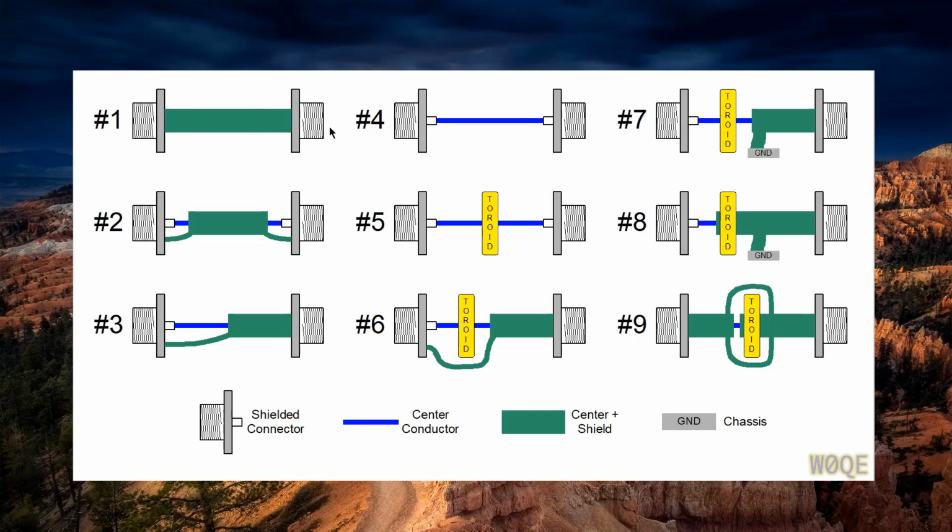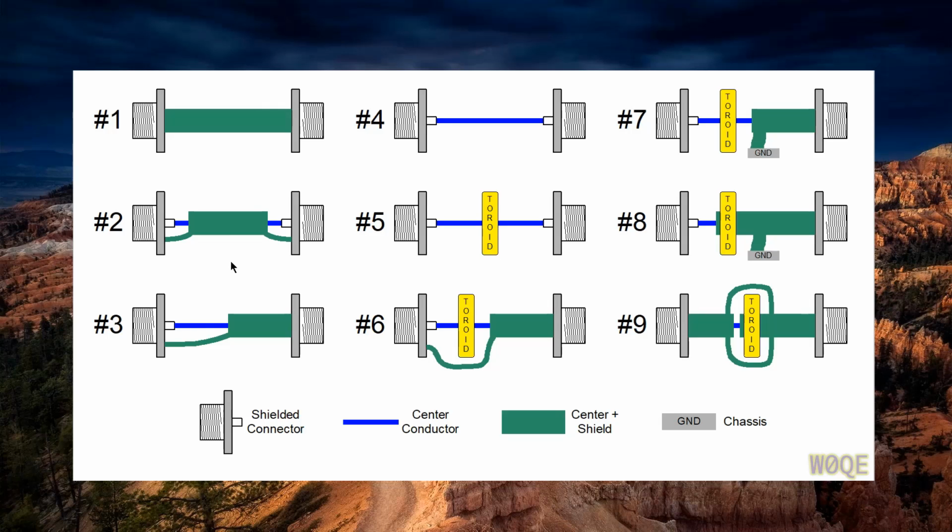So in the first case here, I preserve the shield all the way through the connector perfectly. This works nice. This has the best SWR. It works the best, period. I can't do anything with it though. It just transfers the signal from here to here, and nothing can be seen or done with it here.